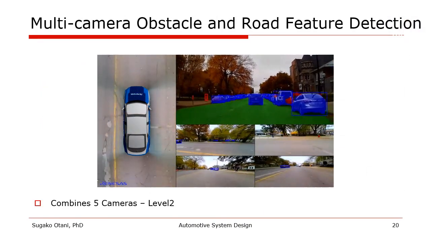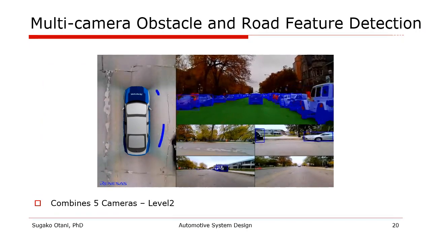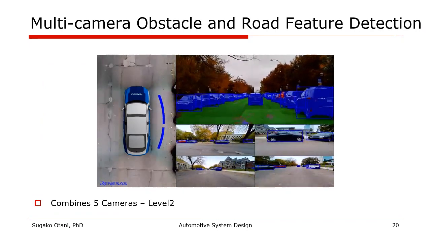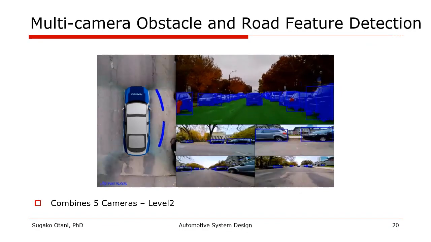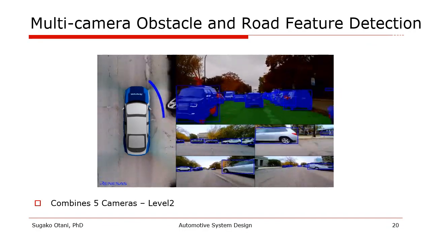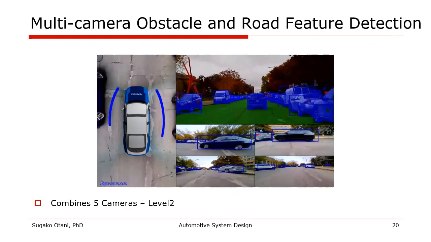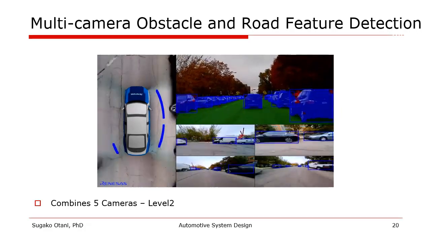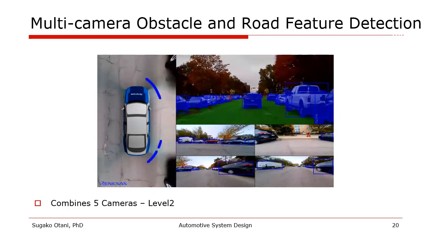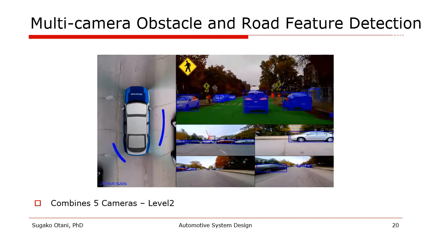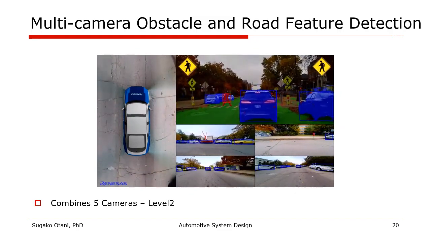This demo video shows a multi-camera obstacle and road feature detection using 5 cameras for autonomous driving level 2. The system uses a single forward-facing camera for vehicle and pedestrian detection, segmentation, and traffic sign classification. 4 surround view cameras are used for vehicle and pedestrian detection.